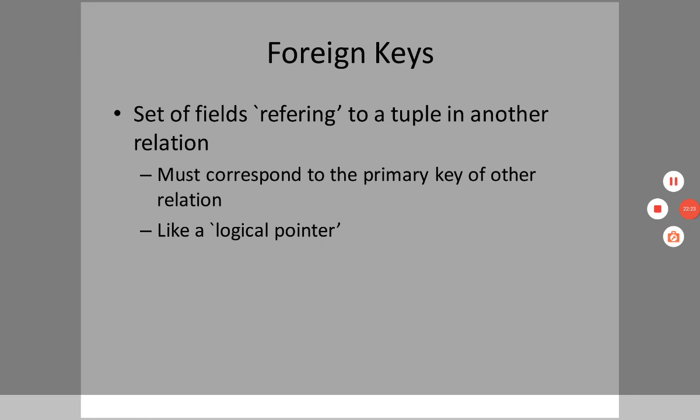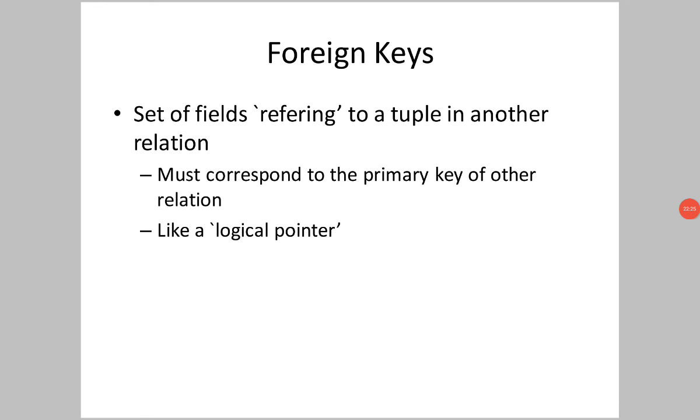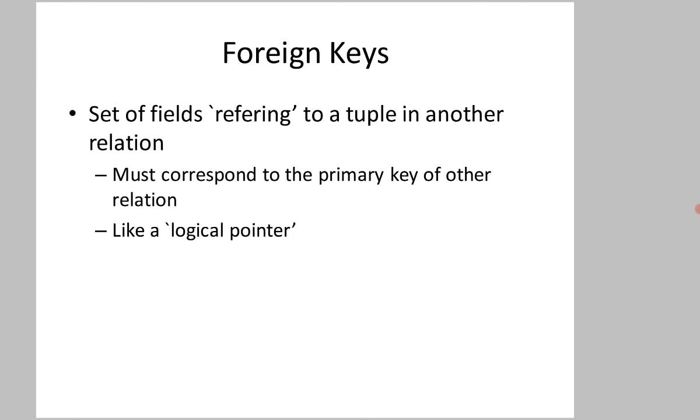Foreign keys. So what are foreign keys? A set of fields referring to a tuple in another record must correspond to the primary key of the other relation, like a logical pointer. Foreign keys are used to refer to the primary keys of the other table, or other records in the other table.